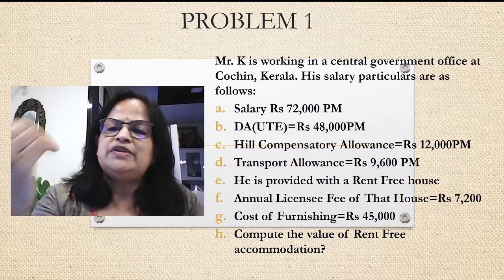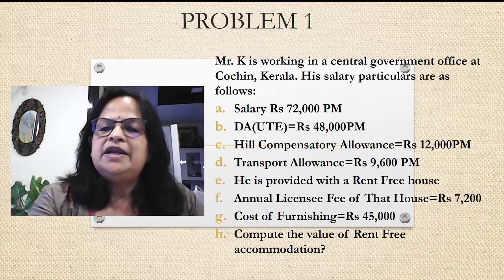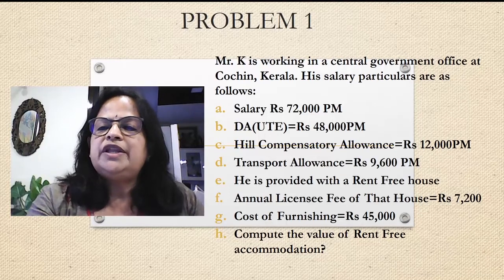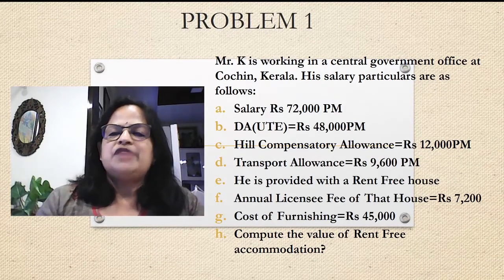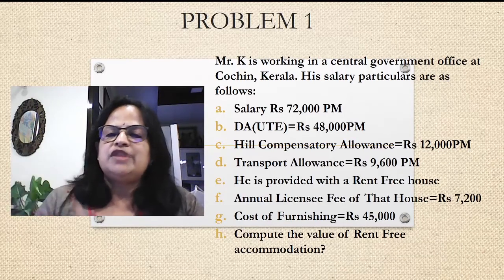His salary particulars: salary 72,000 per month. DA under the terms of employment, meaning it enters into retirement benefits, 48,000 per month. Hill compensatory allowance, 12,000 per month. Transport allowance, 9,600 per month. He is provided with a rent-free house. Our calculation is for the rent-free house.